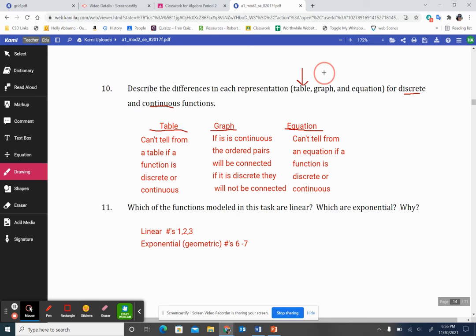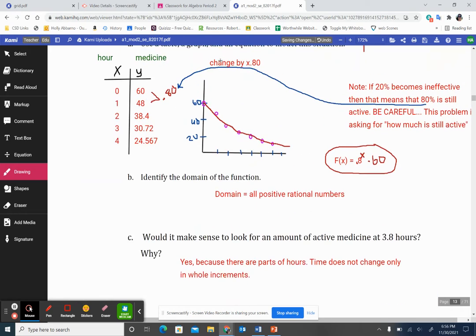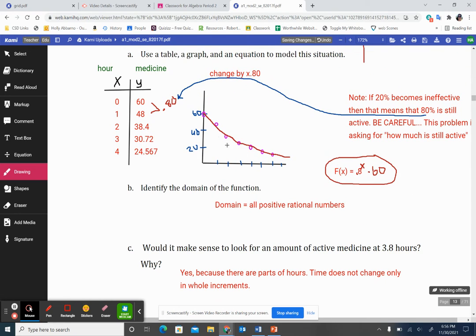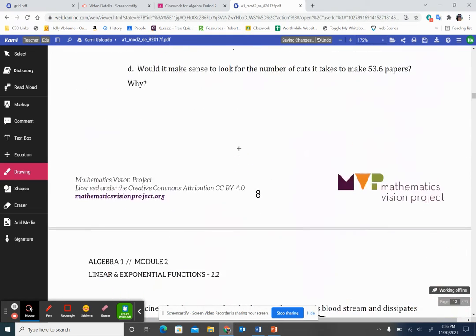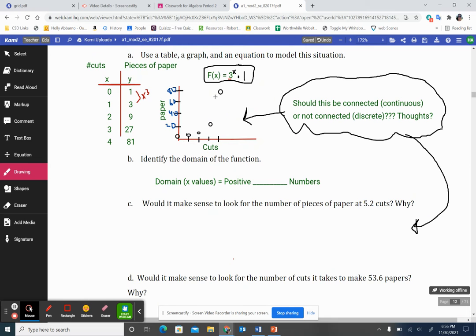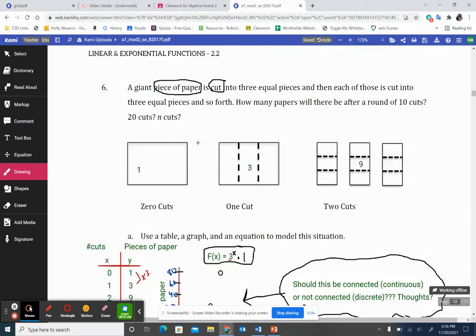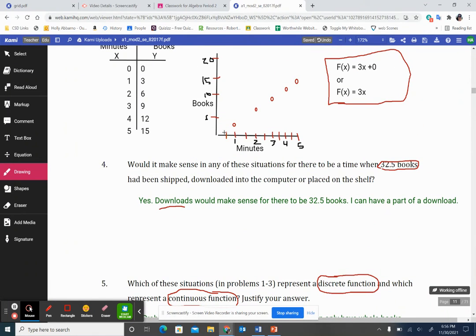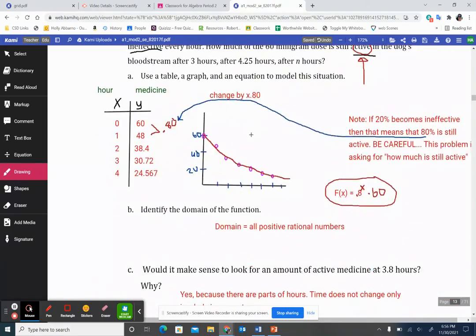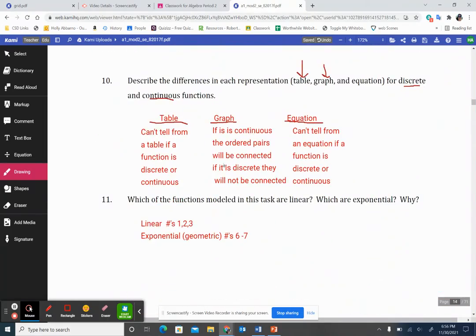Describe the difference. What about in a graph? All right, so let's go ahead and back up and look at the graphs. From this graph, can I tell if it is discrete or continuous? Well, yes, I can. If it's connected, it's continuous. If it's not connected, it's discrete. What about here? In this one, it looks discrete because it's not connected. What about here? This one looks discrete because it's not connected. So from a graph, I can absolutely tell if it is continuous or discrete. So I wrote, if it is continuous, the ordered pairs will be connected. If it is discrete, they will not be connected.